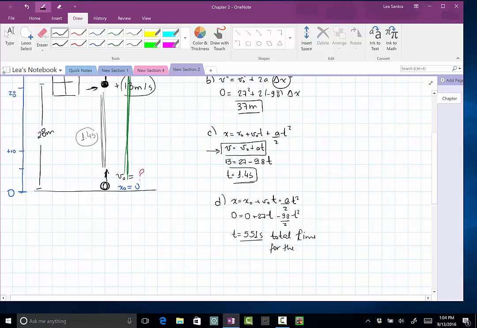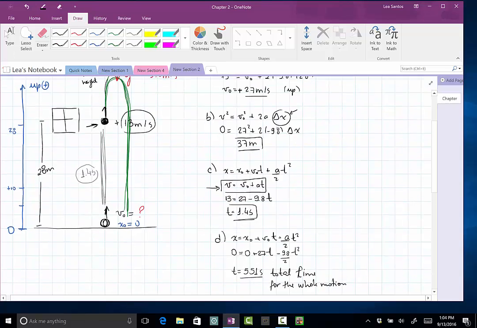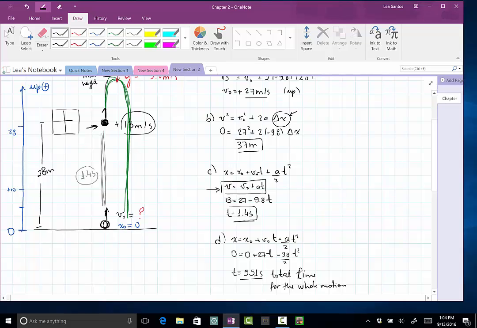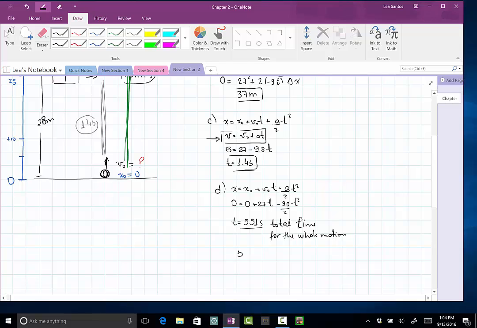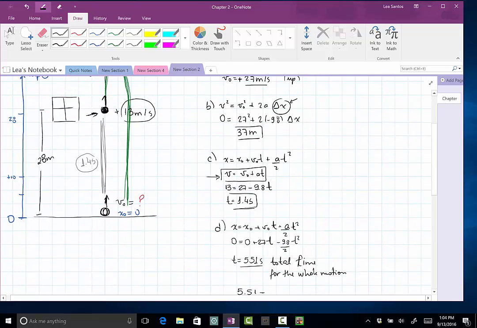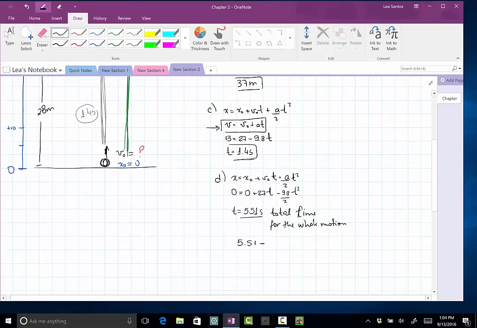This is the total time for the whole motion, but that's not what the question is asking. It's asking us the time that it takes after it passed through the window to come back down. So what I need is 5.51 minus the time that it took to reach the window, so minus 1.4 seconds. And if we solve that, we should get 4.1 seconds. So this is the answer for this question.